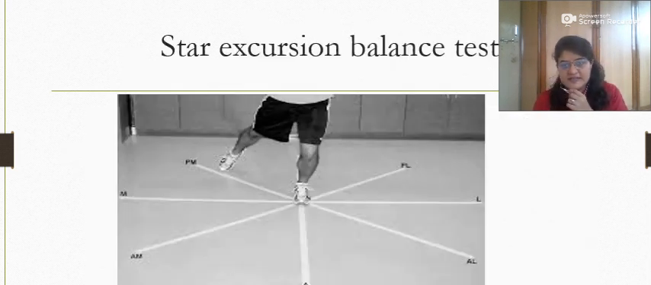Second one is the star excursion balance test. You can see the picture. This is a very important test and we can do it in all ankle injury patients, whether it is sports injuries or normal injuries.